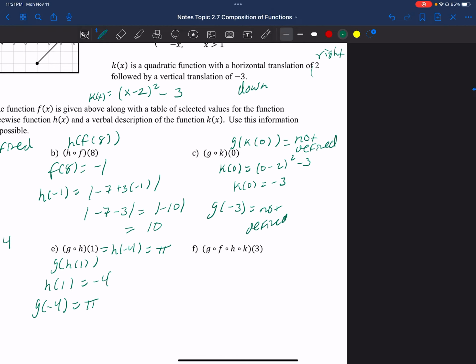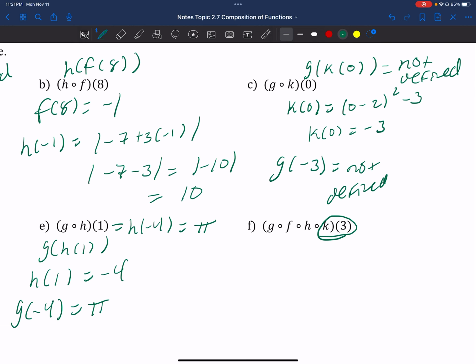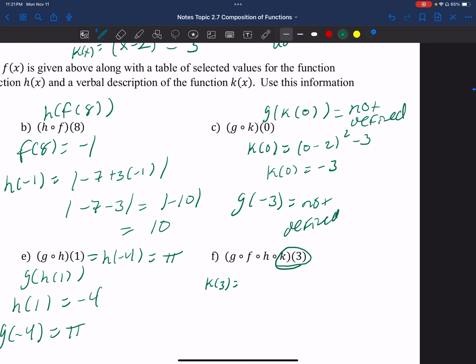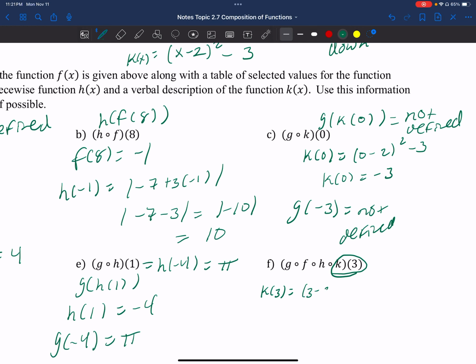Okay, for the last one, we have a lot going on, but don't forget you can start on the right side. So I need to find what k of 3 is. So plug in 3 into that equation. So it will be 3 minus 2, quantity squared minus 3. So that will give me 1 squared minus 3, which will give me -2.